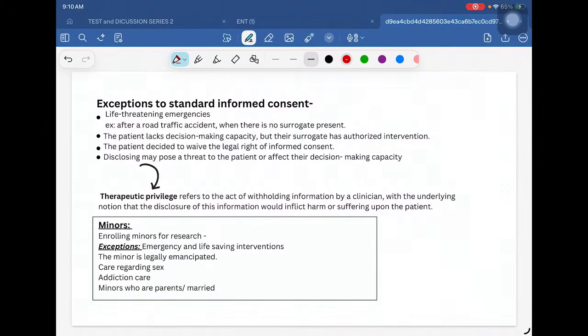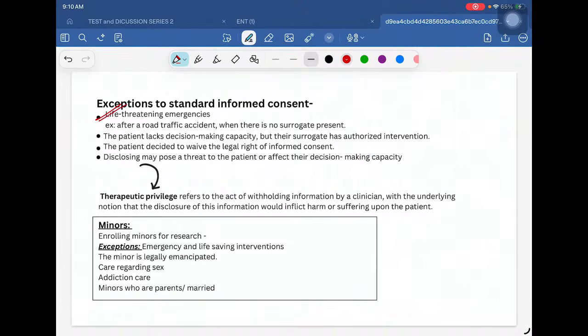Okay, now what are the exceptions of informed consent? Just now I told you, in informed consent we have implied, verbal, and also written. So where do you get exceptions? Like without consent you can perform something. So these are the list.